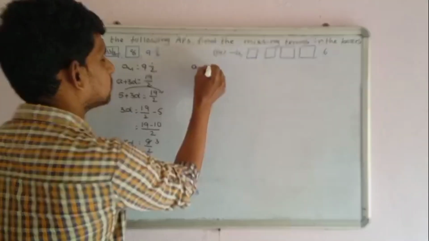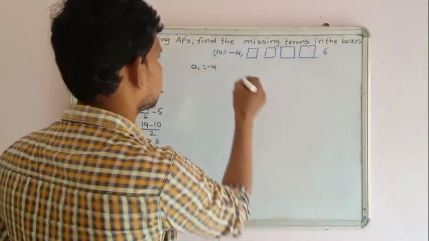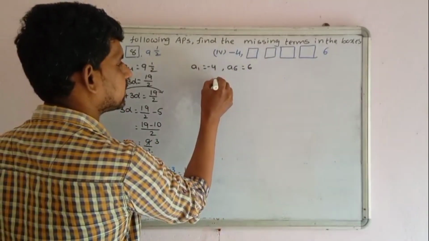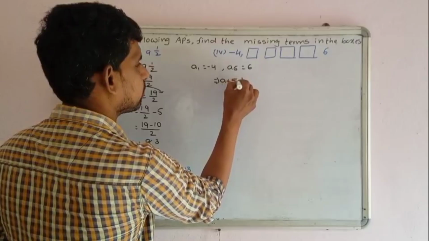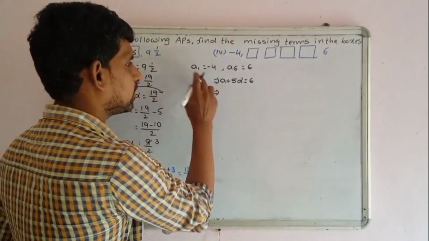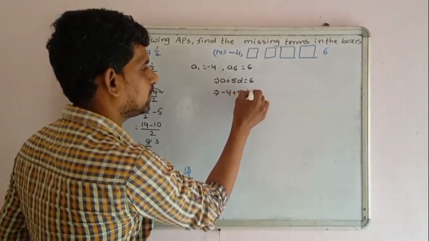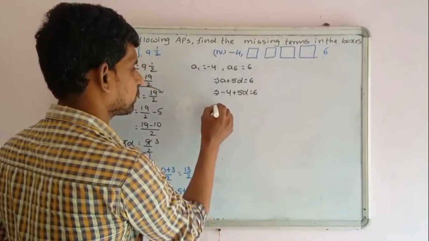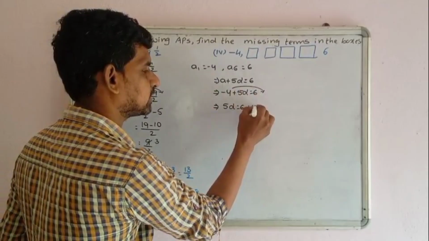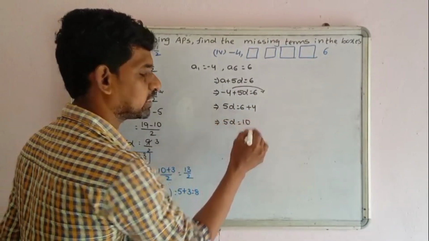A1 equals minus 4 and A2, A3, A4, A5, A6. A6 equals 6. So A6 is nothing but A plus 5D equals 6. Now the A value, A1, is nothing but A, minus 4. Plus 5D equals 6. 5D equals 6, minus 4 transposed to the right side, plus 4. So 5D equals 6 plus 4 is 10.